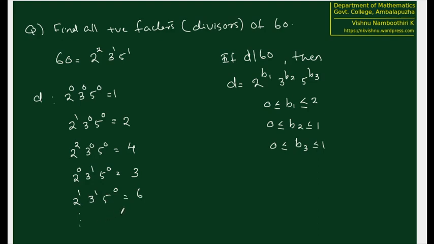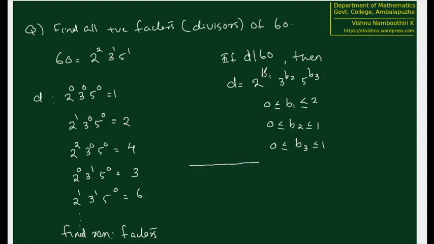And without even calculating all these, I'm leaving this as an exercise to find the remaining factors, by taking various possibilities for the powers of 2, 3 and 5. But even without going through all these divisors, we will be able to say how many factors there are. How do we do that?